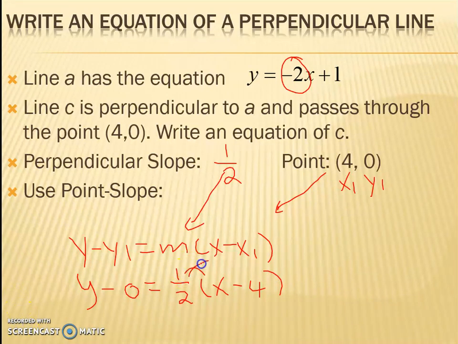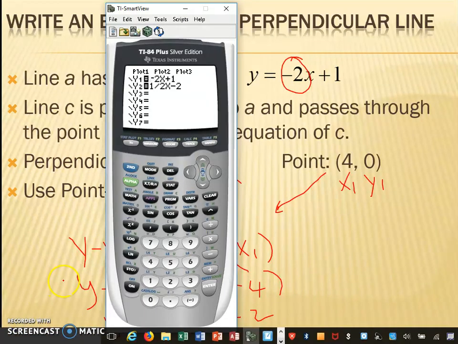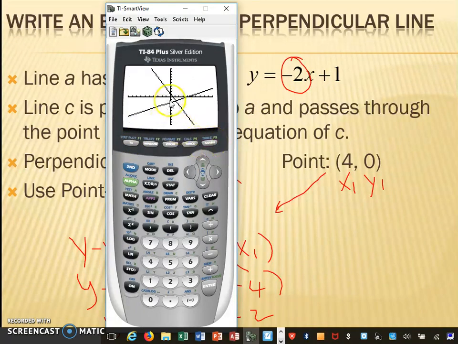Now you're going to do the distributive property. 1 over 2x minus 2. Y minus 0 is y. So this is the answer: y equals 1 over 2x minus 2. So I type these two equations, negative 2x plus 1 and then 1 over 2x minus 2, on y1 and y2. And I'm going to hit graph. And if you hit graph, you can see the lines are perpendicular to each other. So you can actually look at it on the graphing calculator.